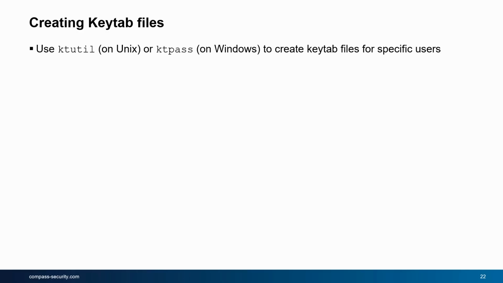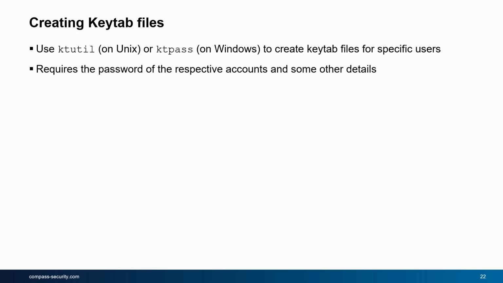To create the Keytab files that you can then actually load into Wireshark to decrypt the Kerberos traffic, there are multiple tools available. So on Unix, you might want to use ktutil or ktpass on Windows to create a Keytab file for a specific user. For that, you will have to provide the password of that specific account and some additional details like the domain name and so on. So the Kerberos key material can be created from that. After that, the Keytab file then contains all the long-term keys of that user, so all the different variations for the encryption algorithm that might be used.